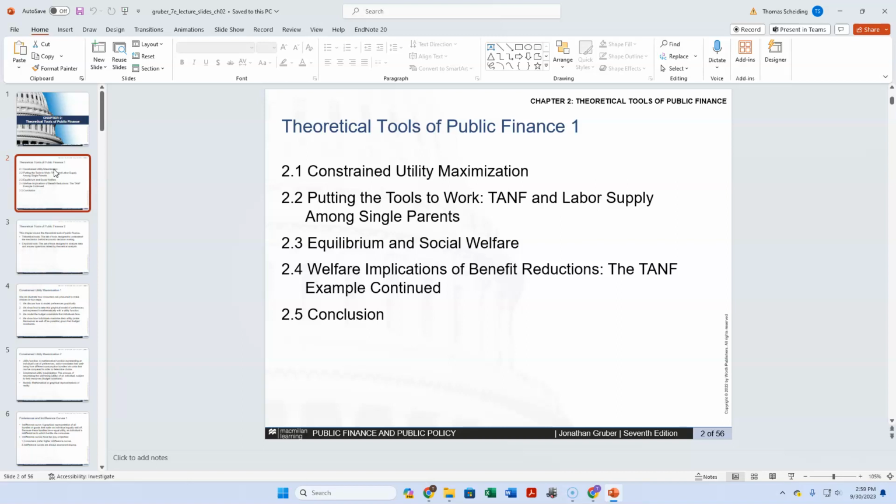Then we put that tool to work. Now we're going to talk about the labor supply curve, and we're going to look at the TANF program, Temporary Assistance for Needy Families, and we're going to look at how the receipt of money from TANF reduces the labor supply. And we're then going to explore how welfare in general constrains our equilibrium choices. And then we'll just finish it off by talking a little bit more about the TANF program.